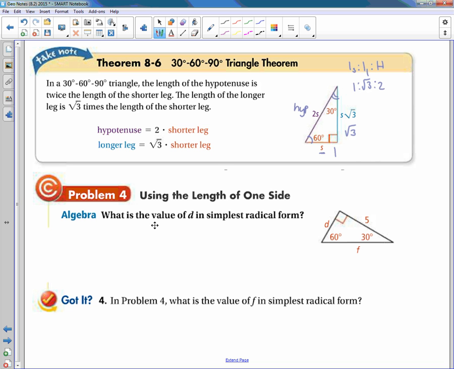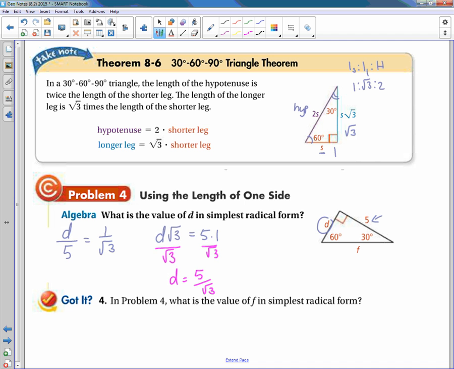So I would have to pick the two values needed in order to solve. So when I come here to the first one, I'm looking for the value of D, which is the shorter leg, and I've been given the value of 5, which is the longer leg. So I'm going to set this up as the shorter leg D over the longer leg 5, and then I'm going to use my ratio of the shorter leg, which is 1, over the longer leg, which is the square root of 3. And as I cross multiply, I will get D times the square root of 3 equals 5 times 1. My next step would be to divide by the square root of 3, and D will equal 5 over the square root of 3.